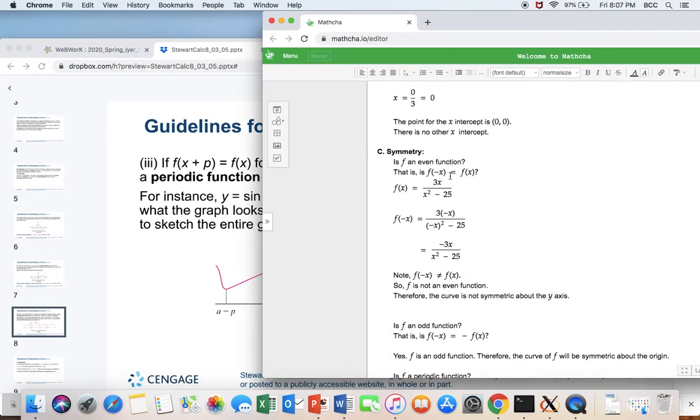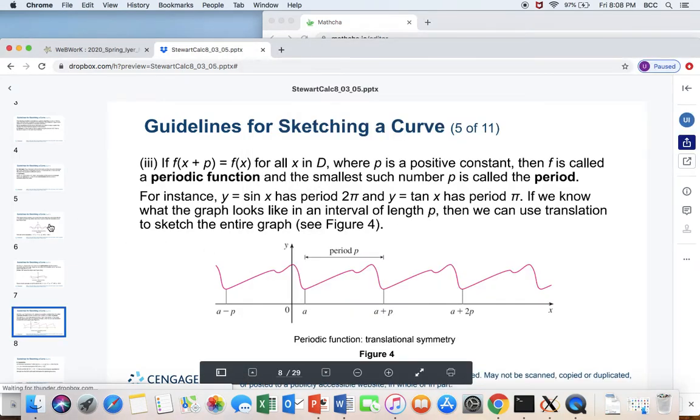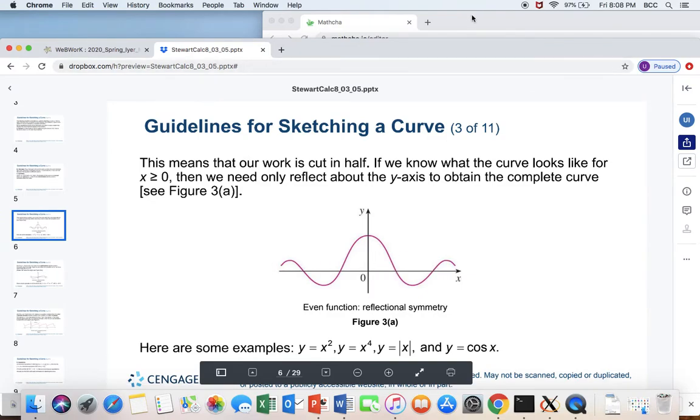Let's see whether my function is even. What does it mean to be even? f of negative x equals f of x. Write down f(x). Wherever you see x, replace it by negative x. That's what f of negative x means. Negative 3x. Here, notice this is a square, so negative x squared gives me the same thing as x squared. So is negative 3x over x squared minus 25 the same as 3x over x squared minus 25? No. They are not equal. So f is not an even function. Because f is not an even function, the curve is not going to be symmetric about the y-axis. In other words, something like this will not happen. Left-right symmetry will not happen.